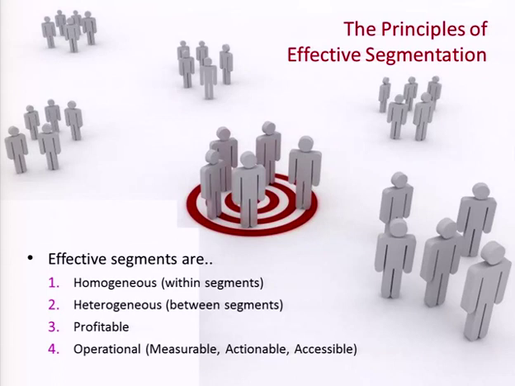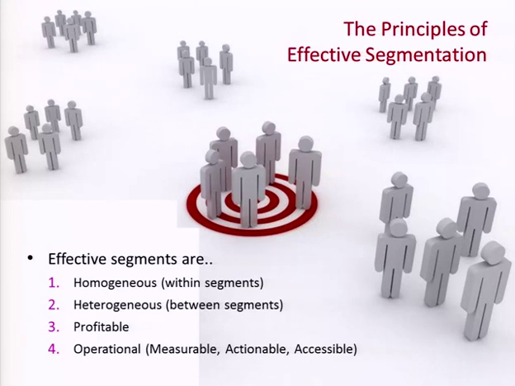When we say that they're homogeneous within, that is similar within, they might all look different. They might all have different incomes. They might all have different ages. They might be demographically, geographically, socioeconomically, culturally different. What we're looking for is people who will respond to our marketing in the same way.